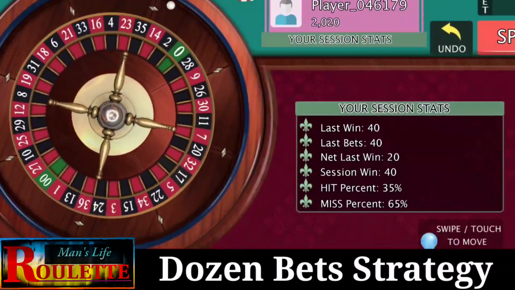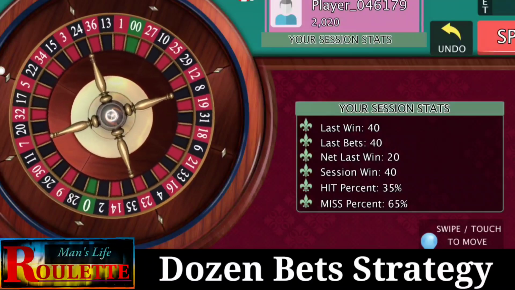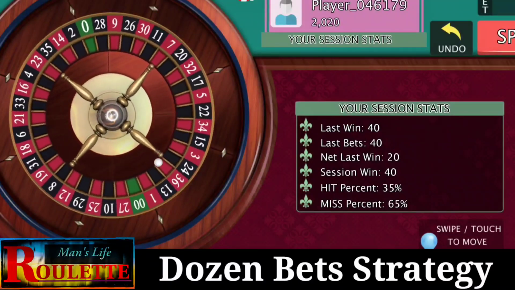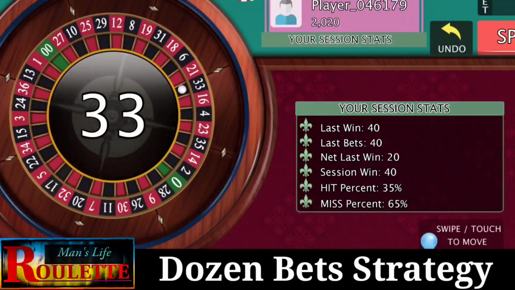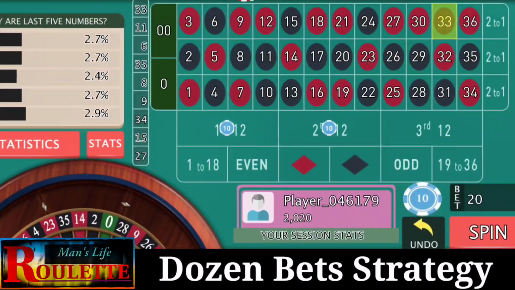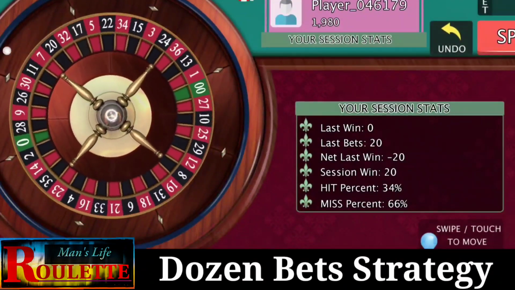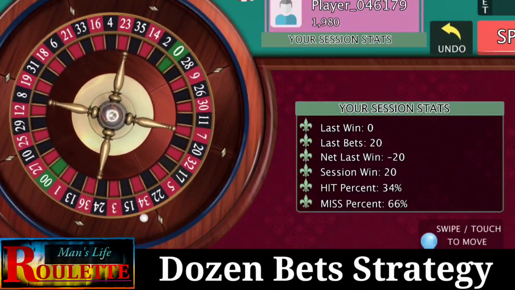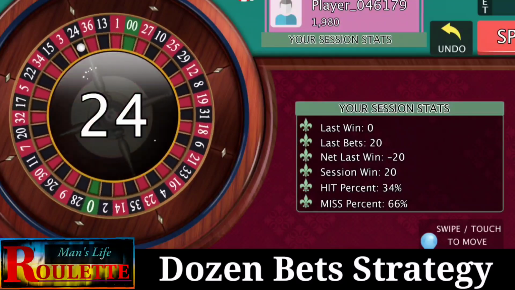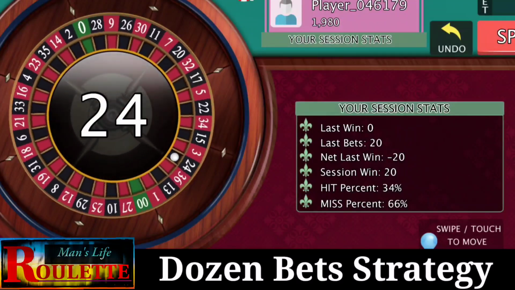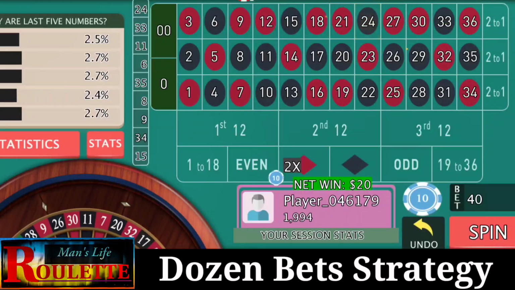Okay, this is the strategy. Your objective is to cross the bankroll. 33 this time, and I lose over here, so it's time to repeat and increase the bets. $24 this time, and I win over here. But now you can see I haven't crossed my previous bankroll, so just repeat and play.